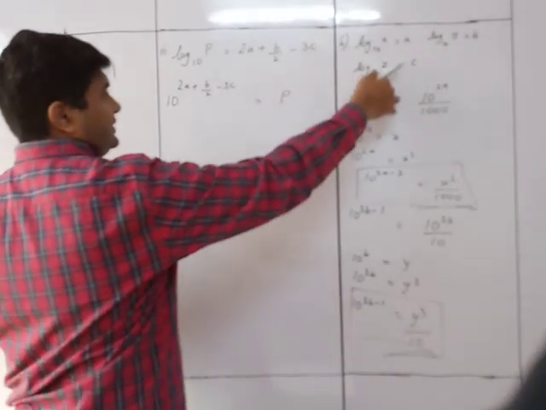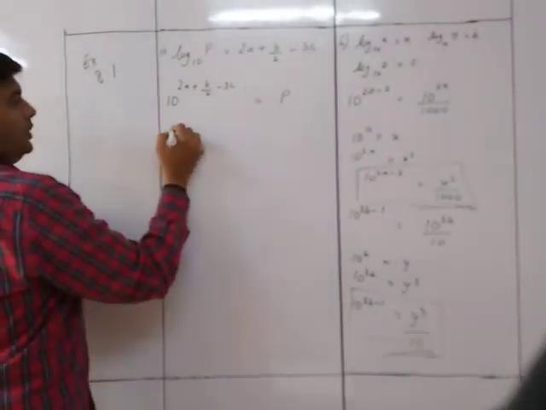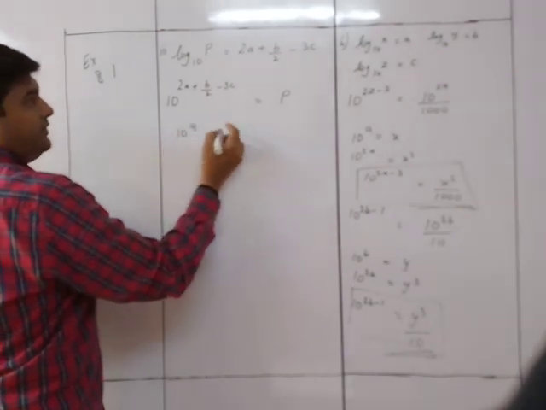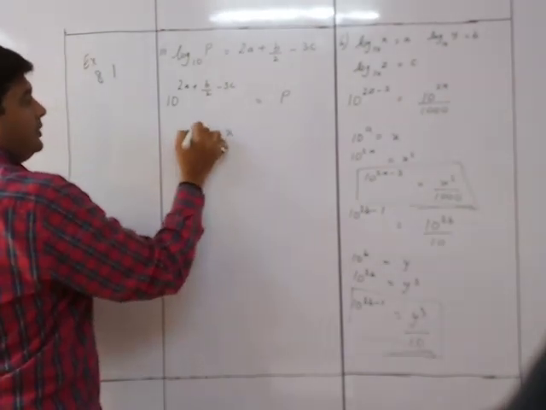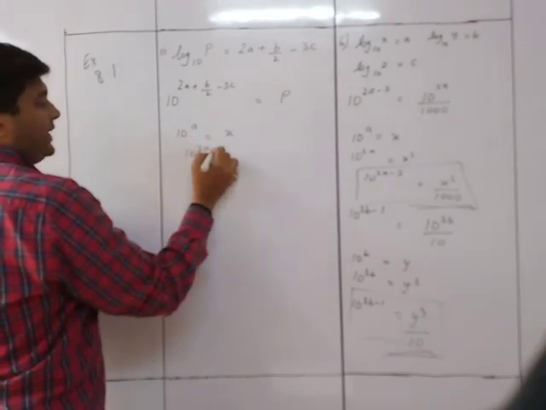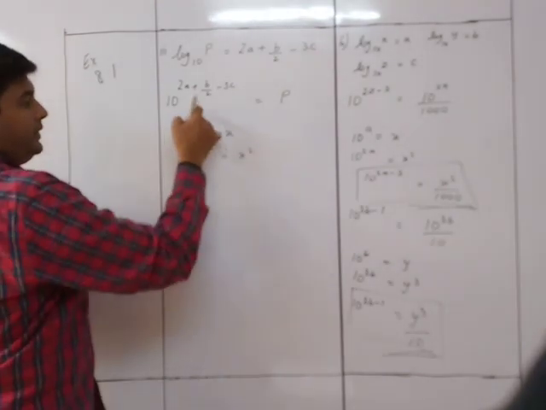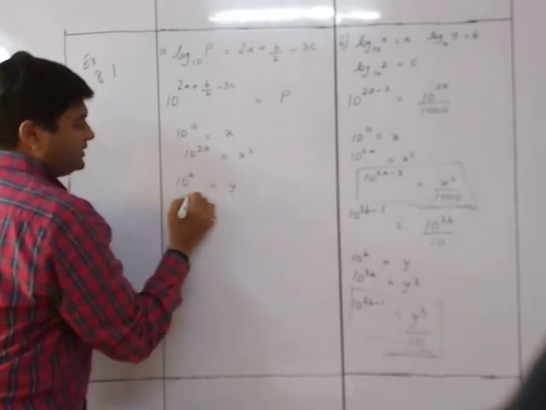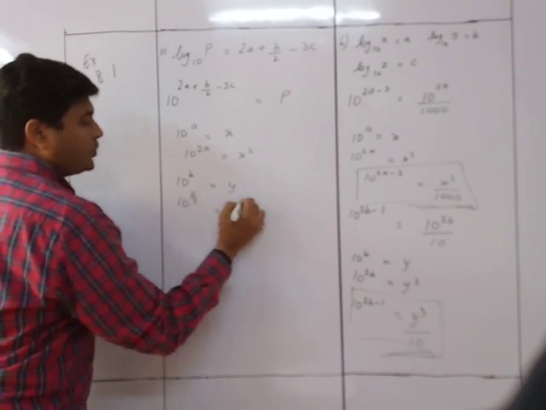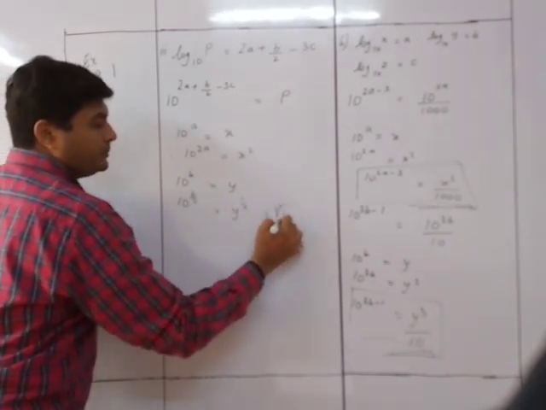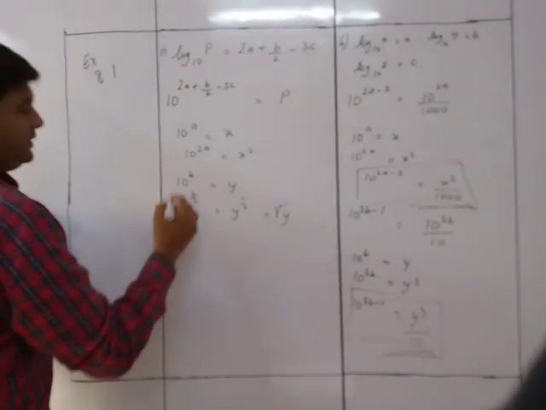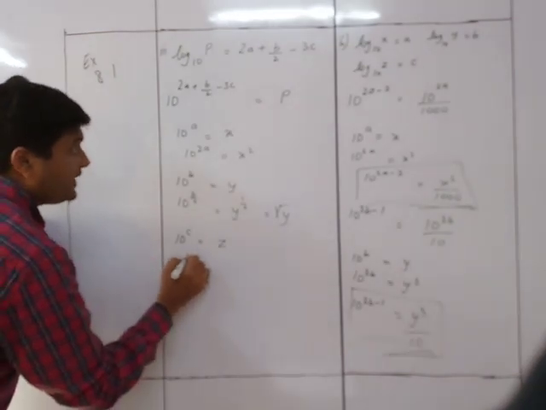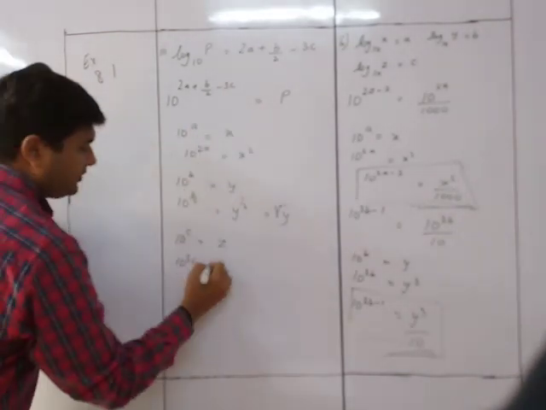Now we know from these things, first of all, 10 raised to a is equal to x. Therefore 10 raised to 2a is equal to x square. Now b upon 2, 10 raised to b is equal to y. So 10 raised to b upon 2 is equal to y raised to 1 upon 2, which is root y. For c, 10 raised to c is equal to z. So 10 raised to 3c is equal to z cube.